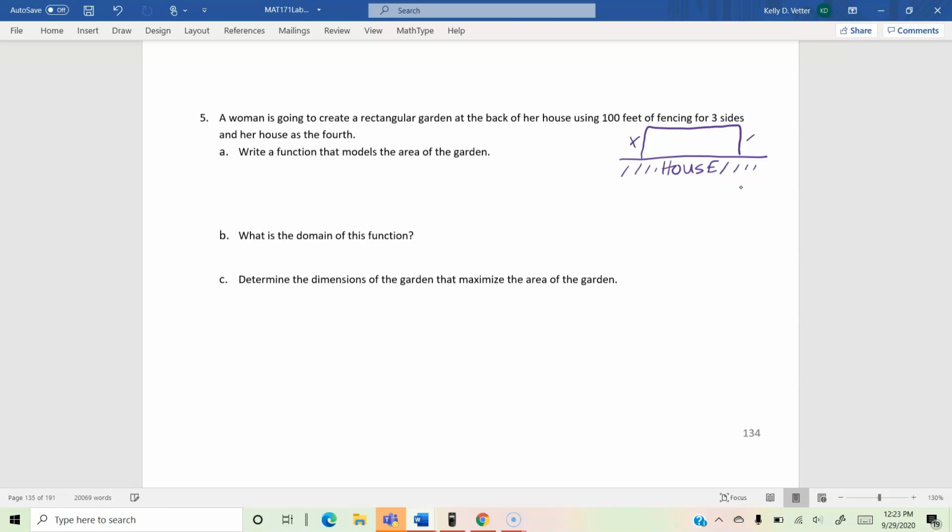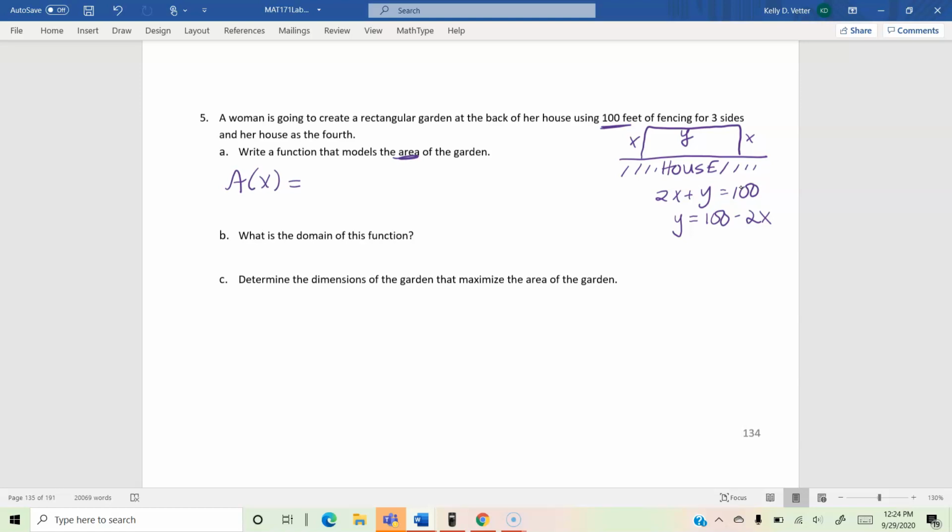So I'm going to let these sides over here be x, and I'm going to let that side be y. Now she's going to use 100 feet of fencing, so 2x plus y equals 100. And remember, we only have 3 sides. Be careful here that you don't think 2x plus 2y, because we only need 2x plus y equals 100. Her house is going to be that 4th side. And then that means that the y can always be 100 minus 2x. So if we write a function that models the area, and this is going to be A of x, remember we have one variable.